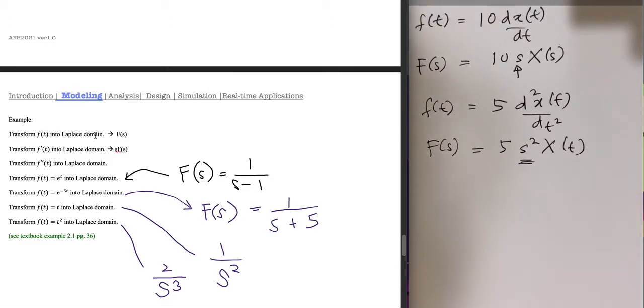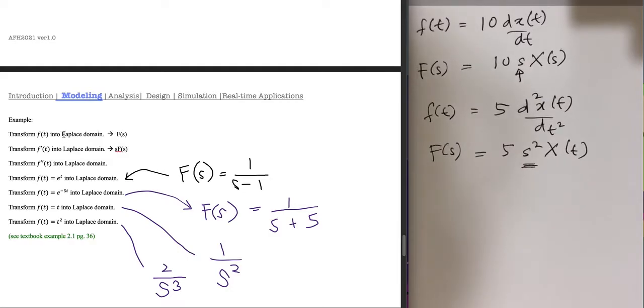Transform f(t) into Laplace domain. f(t), if we transfer to Laplace domain, becomes F(s). f prime(t) into Laplace domain becomes sF(s). f double prime(t) into Laplace domain becomes s squared F(s). Yeah, s squared. So transform f of t equal to e to the t.